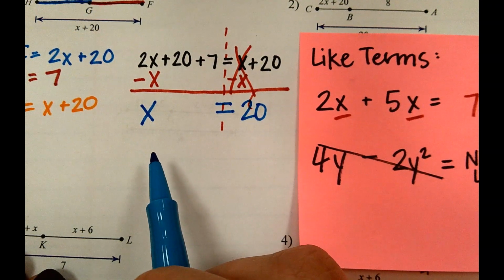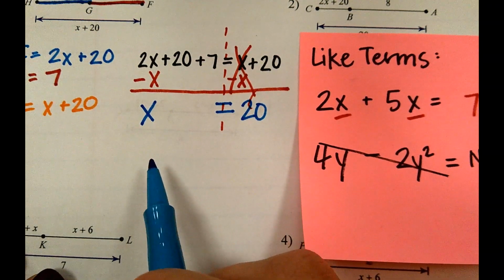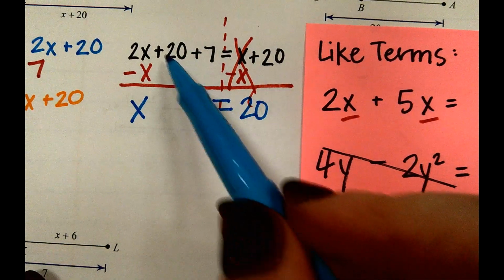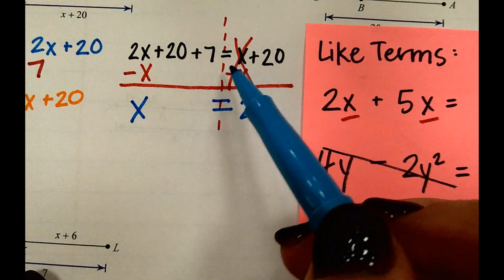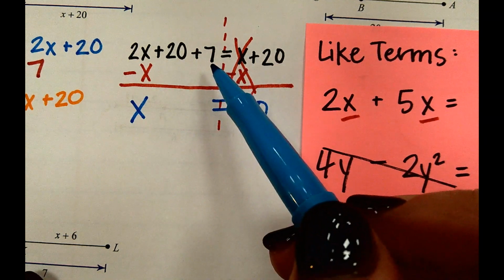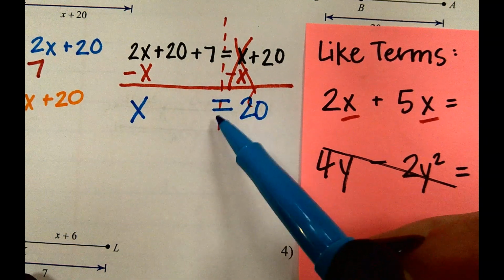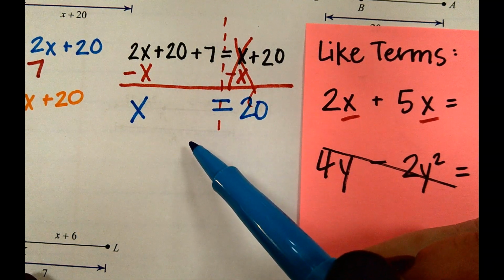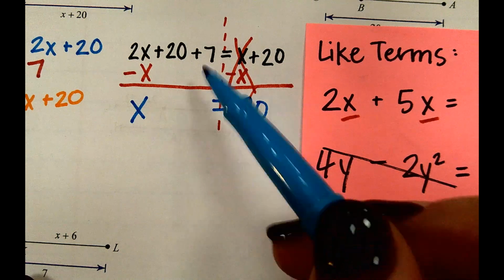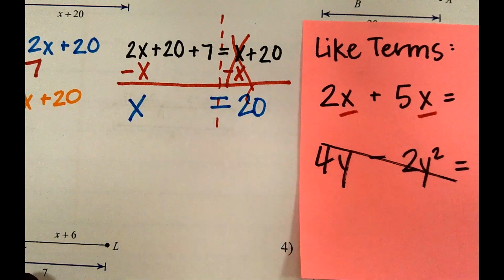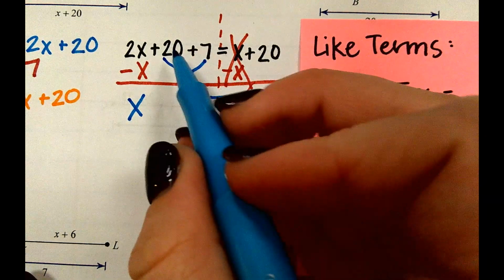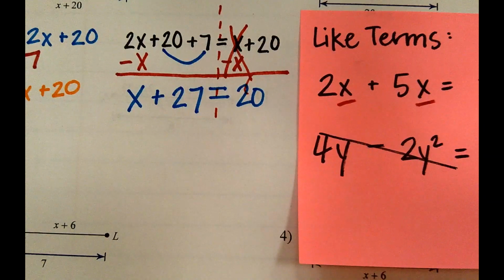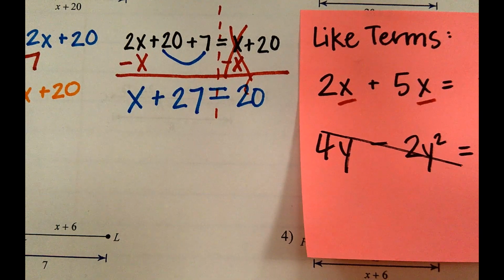And then wouldn't we just combine 20 and 7? Yes, 27? You totally can. Hang on. So 20 and 7 are both just regular numbers. Technically, we could combine them at this step, and instead of bringing down x plus 20 plus 7, we could bring down x plus 27. Is anybody uncomfortable with that? Can we do that? Okay, let's do that. So I'm going to combine these. 20 plus 7, 27. So now I have x plus 27 equals 20.